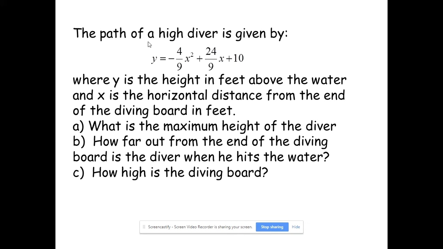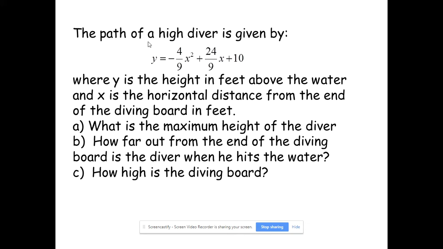And some typical questions that might be asked are: what is the maximum height of the diver? How far out from the end of the diving board is the diver when he hits the water? And how high is the diving board? So when you have these kinds of problems, what you really want to think about is what each question is asking you in terms of some of the important values of your parabola, for instance, the vertex and the intercepts.